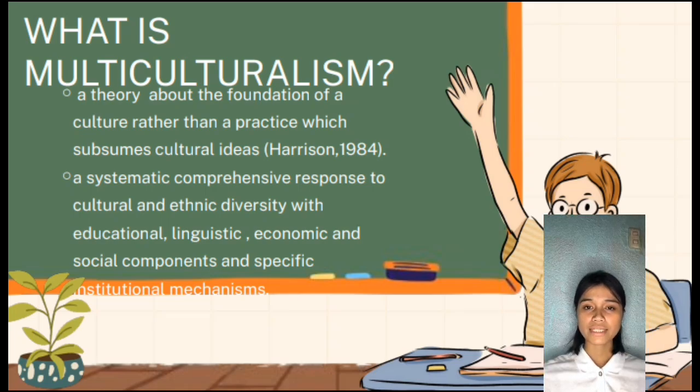When we say multiculturalism, it is viewed as a result of immigration. Societies that are described as multicultural are often those that have many distinct cultural groups, usually arising from immigration. A systematic response, it involves educational, linguistic, economic, and social components along with specific institutional mechanisms.